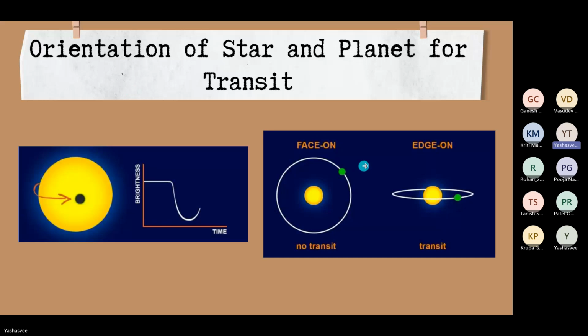And as the planet moves between the star and us, we see that the brightness from the star dims. We measure the brightness of the star, and we observe that the brightness of the star dims as the planet moves across it.